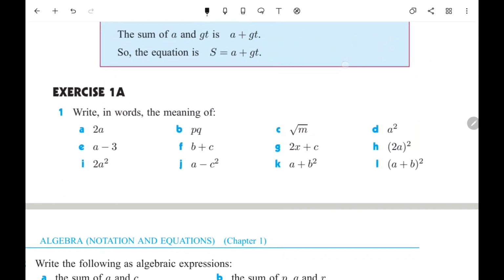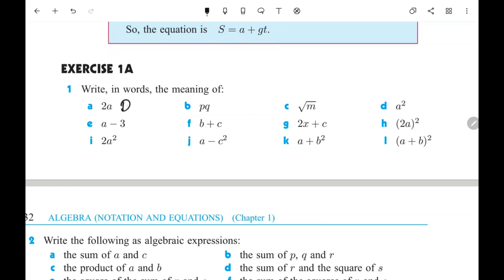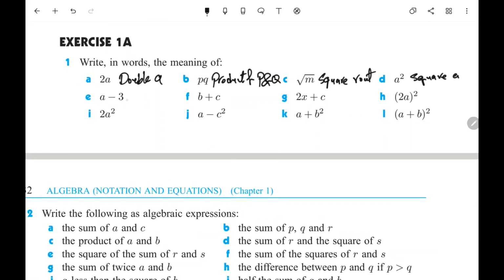Okay, here, write in words. Here we have double a. Here we have a product of p and q. And here is the square root. Here we have a square of a. And here is three less a, and so on.